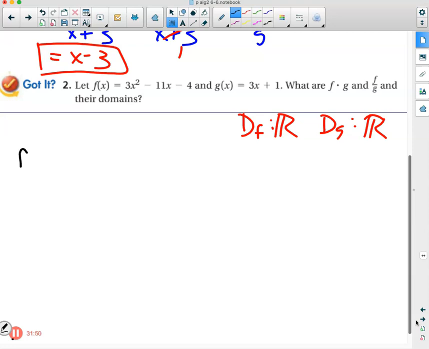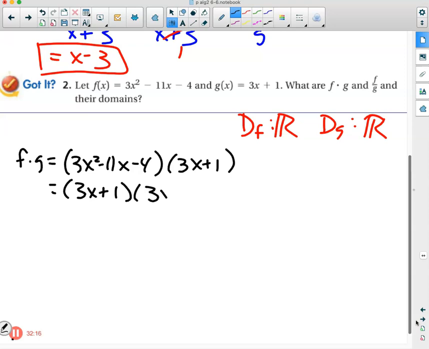All right, f times g. Oh, well, that means they want us to take 3x squared minus 11x minus 4 times 3x plus 1. Oh, I don't like it that way. So you have to take 3x squared times both of those, negative 11x times both of those, negative 4 times both of those. I like the shorter one first. Then I have to just distribute twice instead of 3 times. I take 3x times everything back there, 1 times everything back there, and I'm done. Can I do that? Can you do that with multiplication?